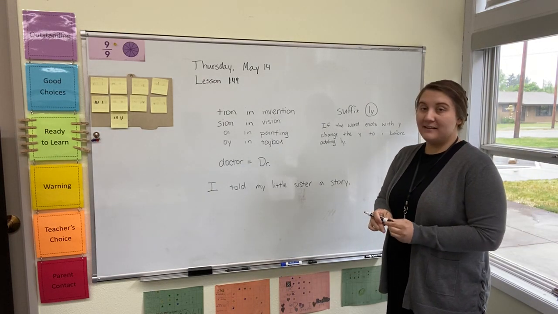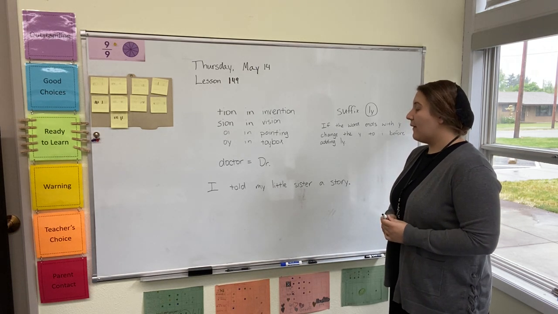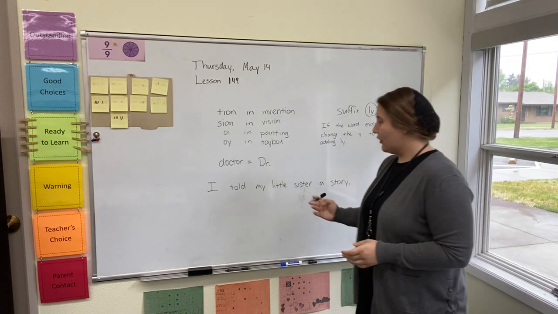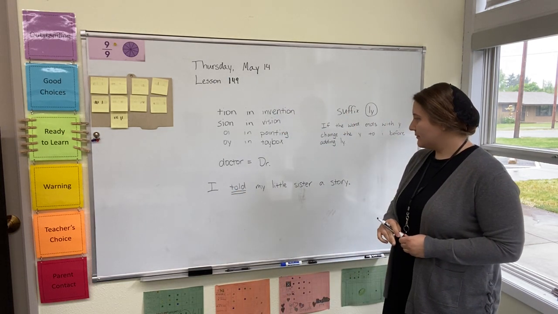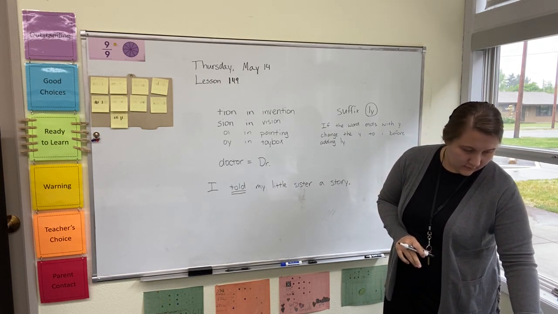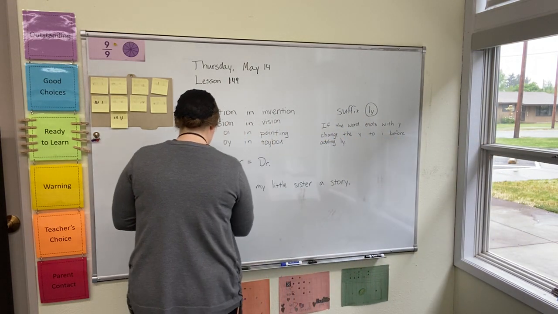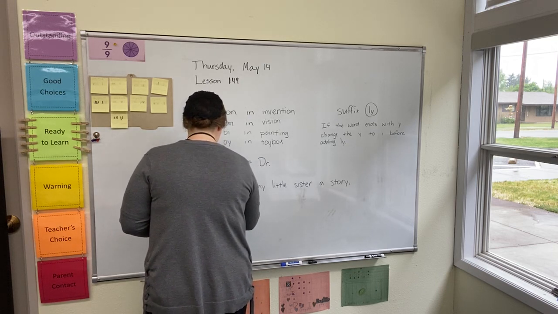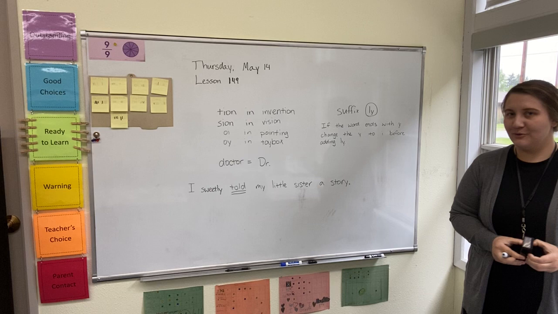So remember what the verb is. The verb is the action word. So what is the action in this sentence? I told my little sister a story. Told, right? I think I wrote the wrong sentence down. I missed a word. That's what it is. I'm going to quickly change it. Okay, there we go. I sweetly told my little sister a story.